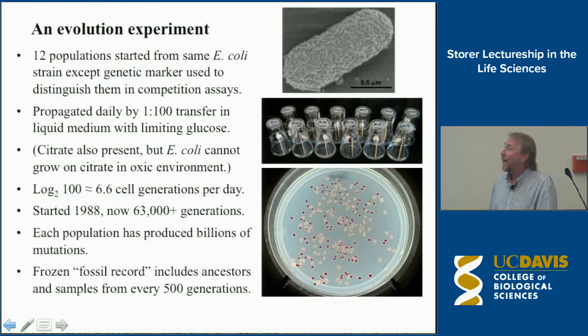But actually, as I look back at it, the most amazing thing about this system is that we have a frozen fossil record. We have every 500 generations, each of the populations, after we take the 1% of the population and move it to the fresh medium, we take the remaining 99% of the population, add glycerol, which is a cryoprotectant, and put it at minus 80 centigrade in a deep freezer.